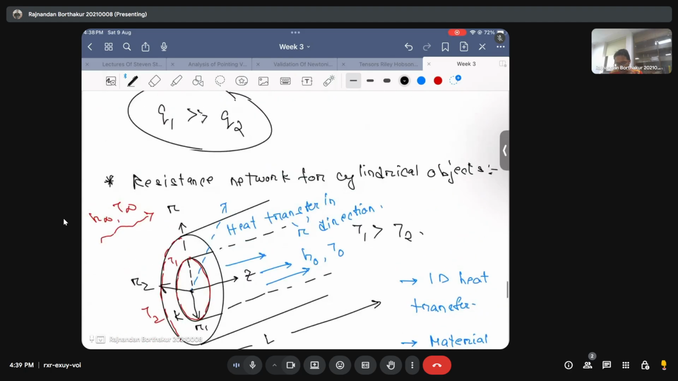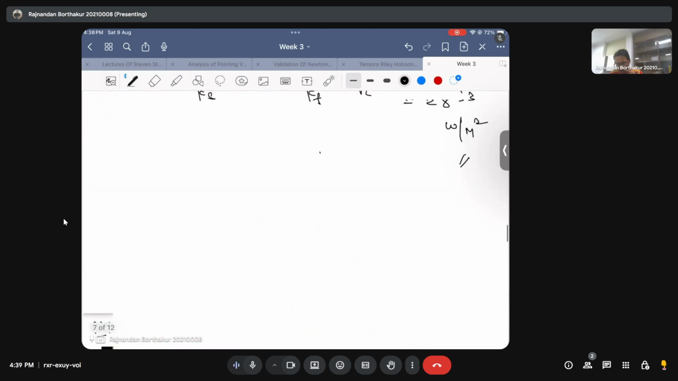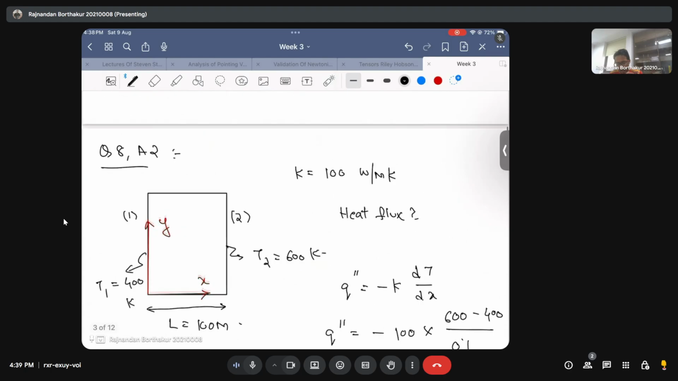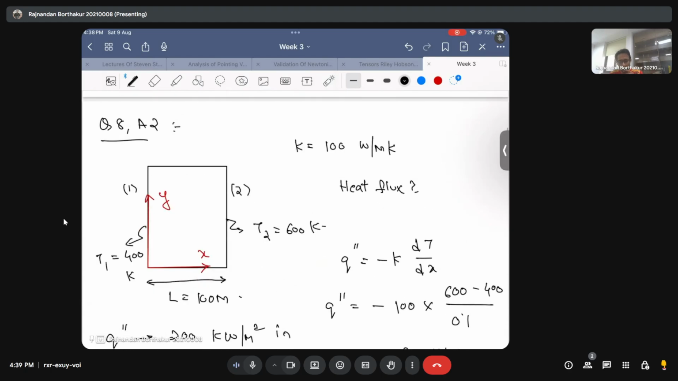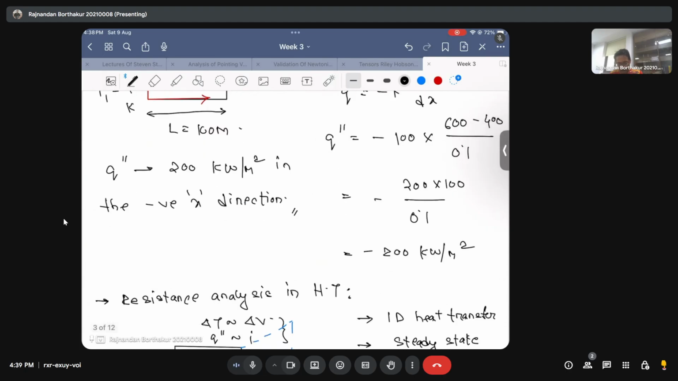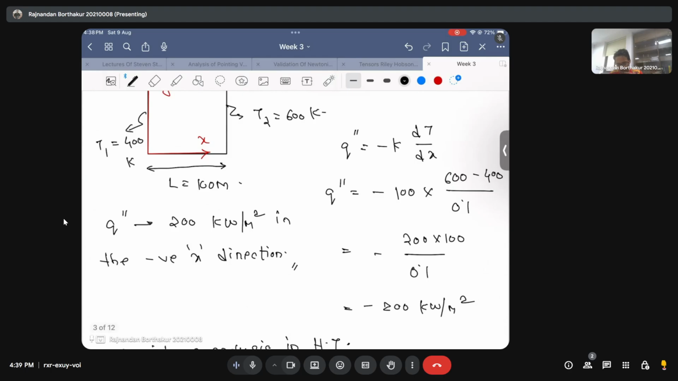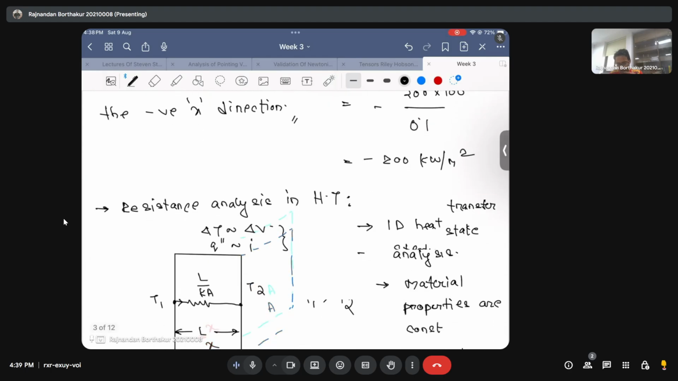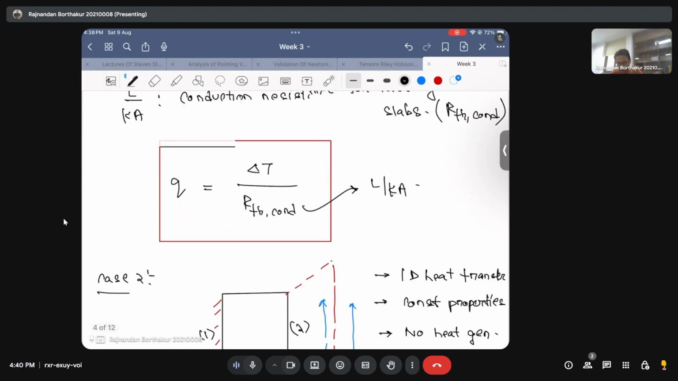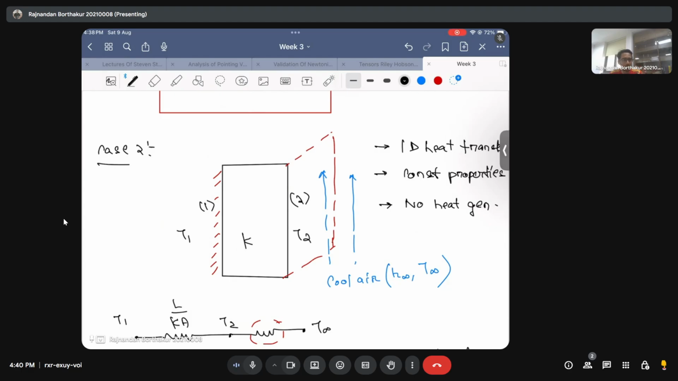So just for a recap, what we did is, we started off by looking into a problem of the assignment. We clarified the doubt. That was question number 8 of assignment 2, where we were required to just calculate the flux, and that's the flux we got. And then we looked into the resistance analysis of heat transfer. We looked into the conduction resistance. We then looked into the conduction resistance and the convection resistance combined, and what will be the total heat transfer.